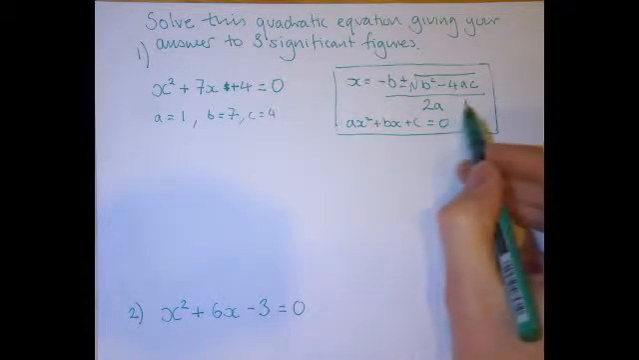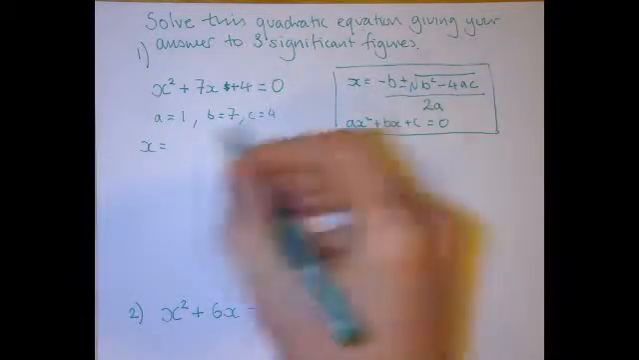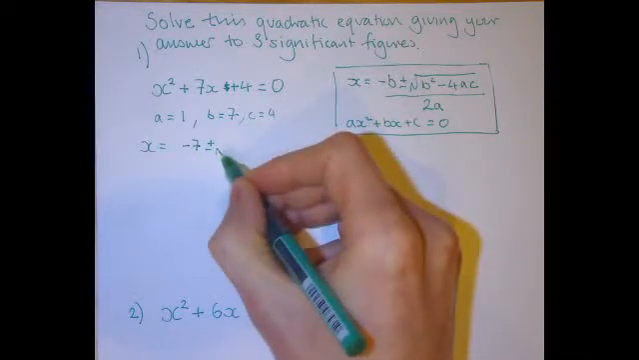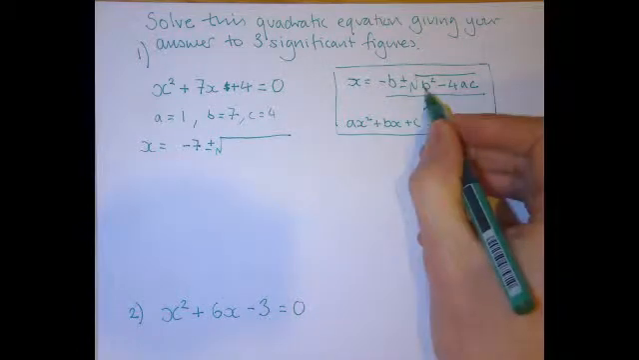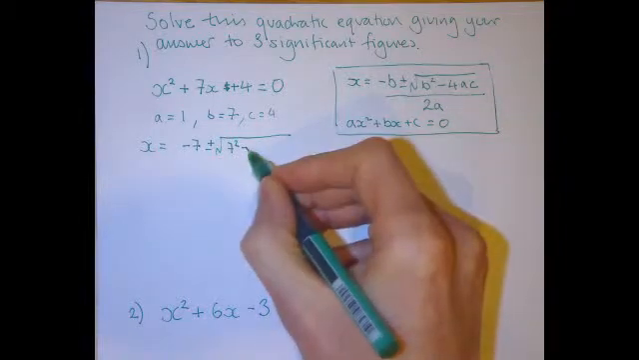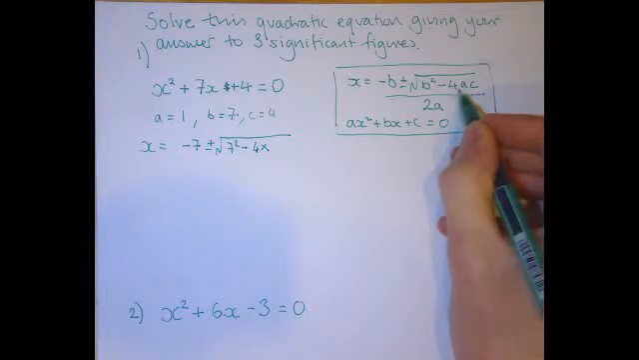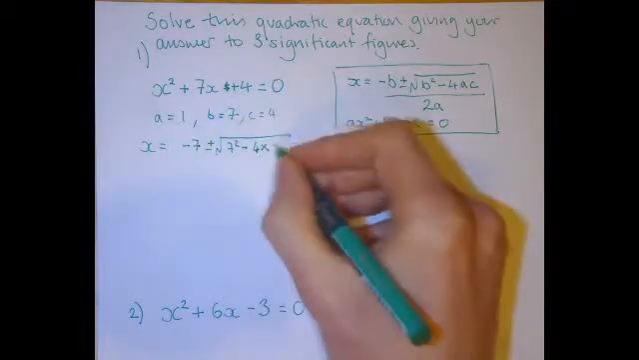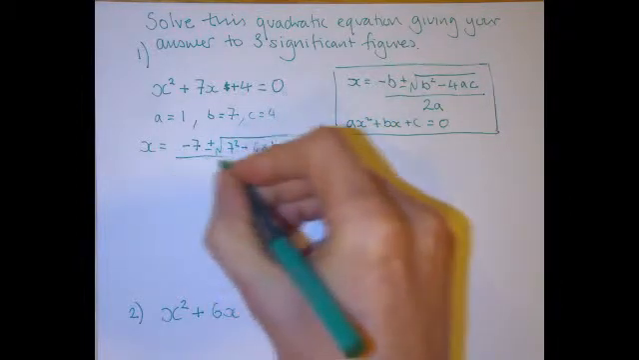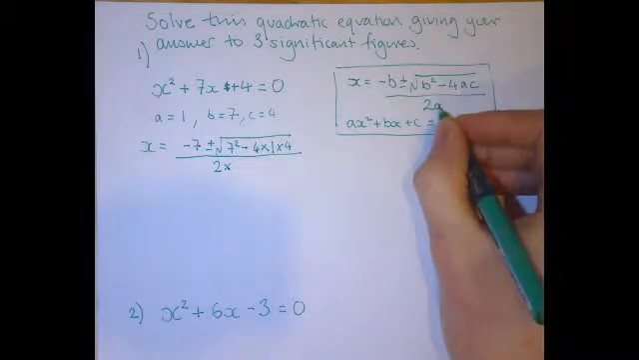Here's my equation. I just now rewrite it, putting these numbers in. Minus b, so minus 7, plus or minus the square root of b squared, 7 squared, minus 4 times a, which is 1, times c, which is 4, and all of that is divided by 2 times a, which in this case is 1.